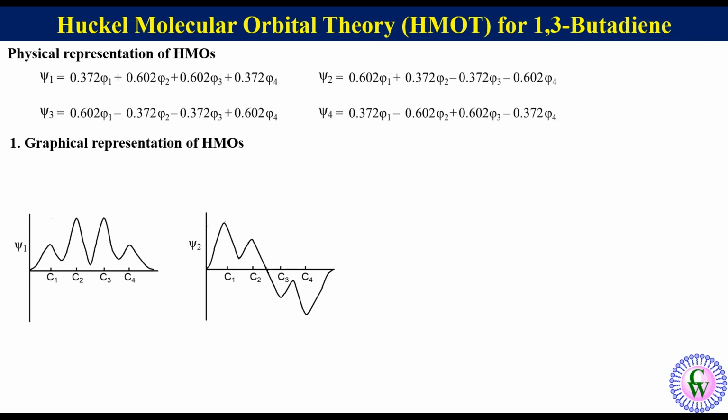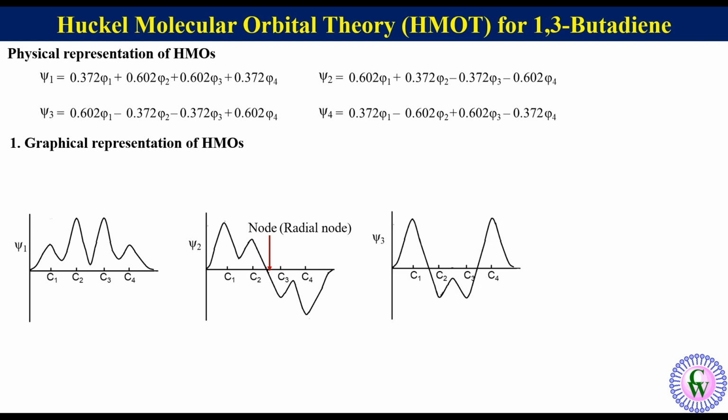If we see psi 2, peak 1 and peak 2 are in positive phase while 3 and 4 are in negative phase, because in psi 2 A1 and A2 are positive while A3 and A4 are negative. This point on the axis containing C1, C2, C3 and C4, where psi 2 is 0, is called a node or radial node.